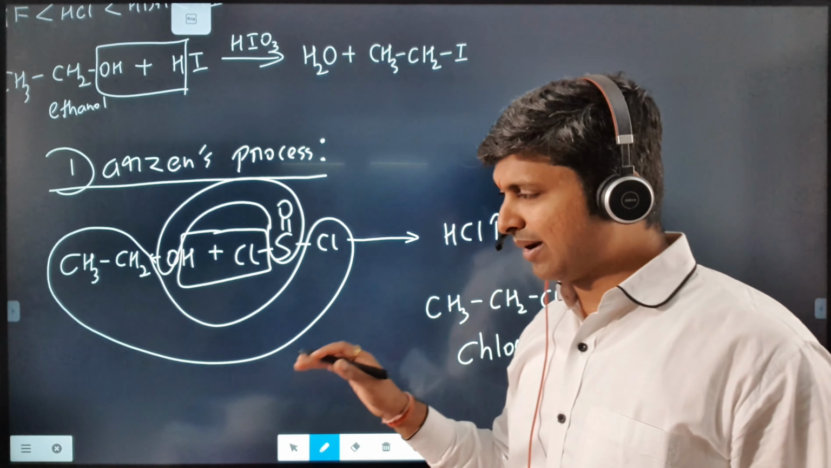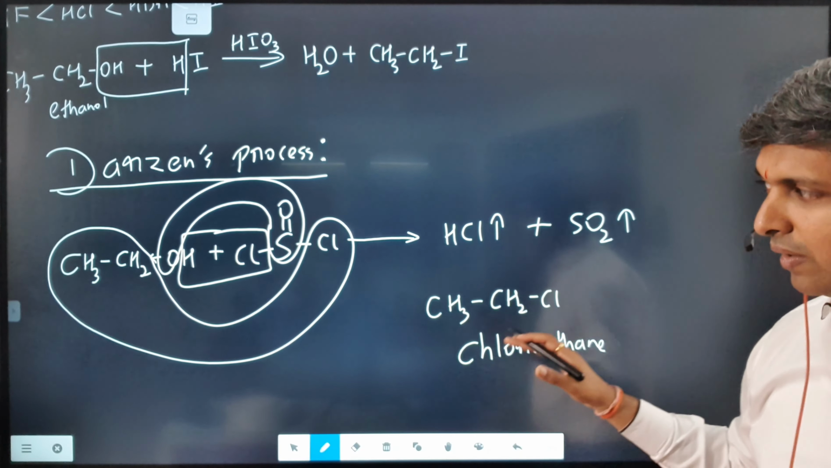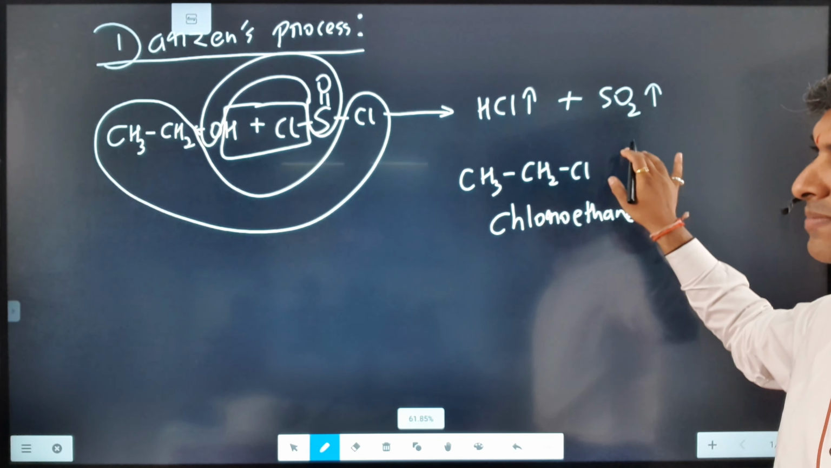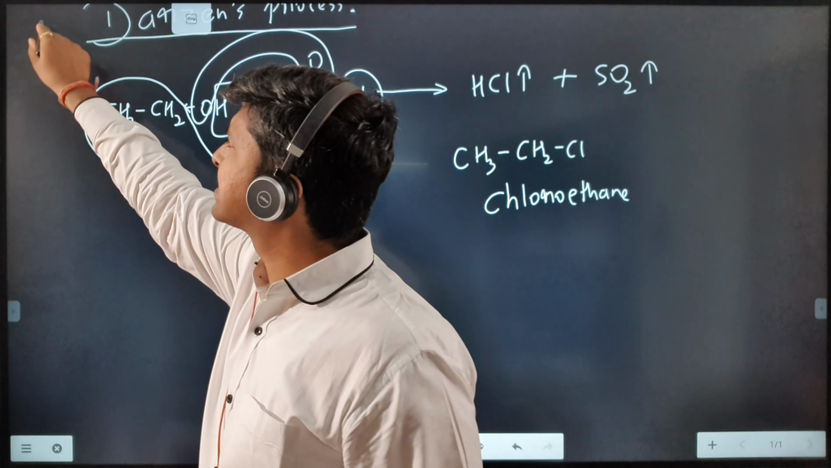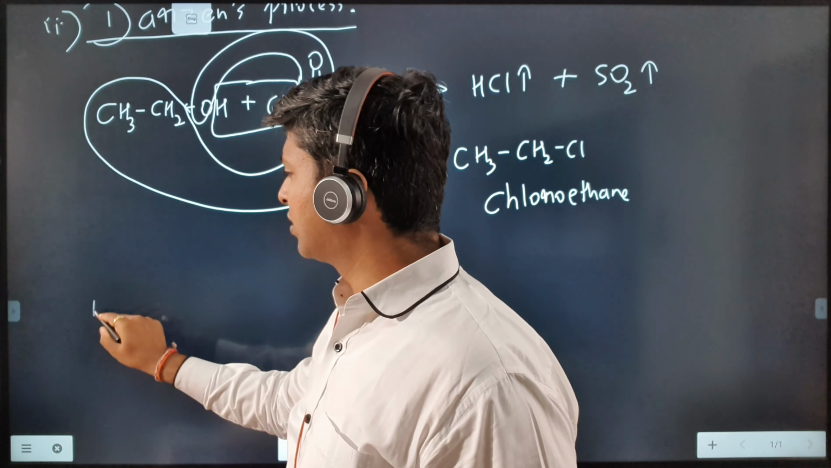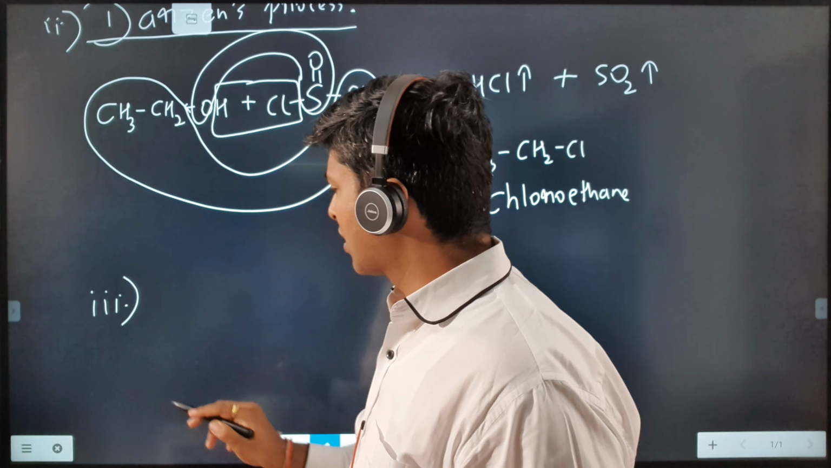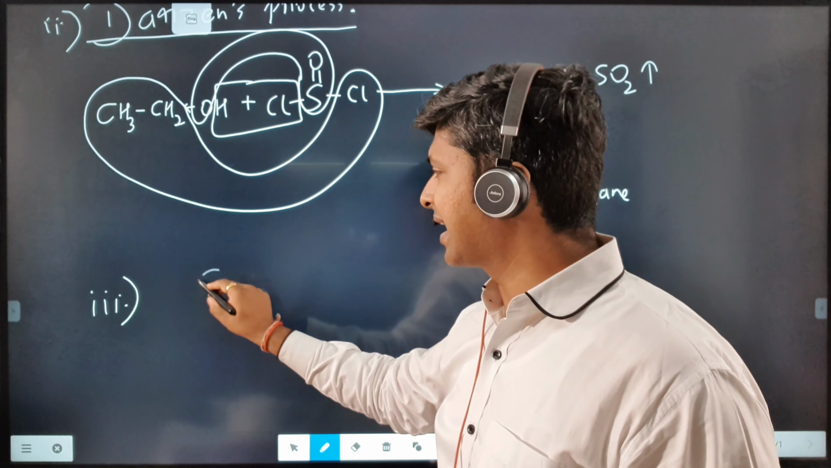Commercial method meaning a method which is used for the large scale preparation of haloalkanes. And this is Darzin's process, preparation of chloroethane. Then the third sub method. This was the second sub method. Now we are moving on to the third sub method of preparing haloalkanes. Now this time using PCl3.